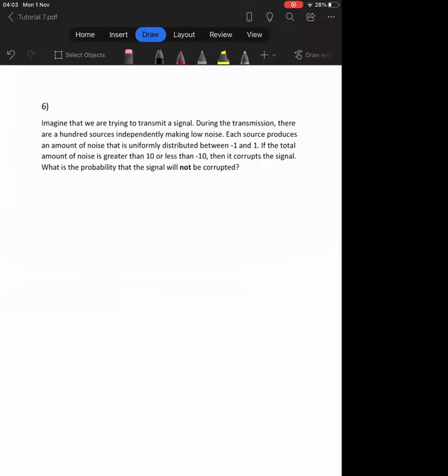Okay, so this question says, imagine that we are trying to transmit a signal. During the transmission, there are 100 sources independently making low noise. Each source produces an amount of noise that is uniformly distributed between -1 and 1. Uniformly distributed अगर है तो मैं x y कह देता हूँ that's uniformly distributed between -1 and 1. If the total amount of noise is greater than 10 or less than -10, then it corrupts the signal. What is the probability that the signal will not be corrupted?